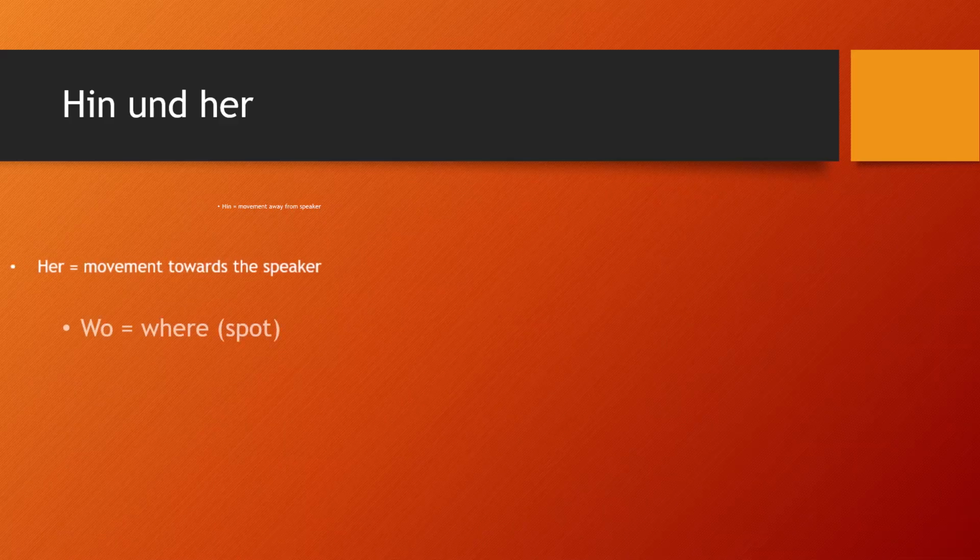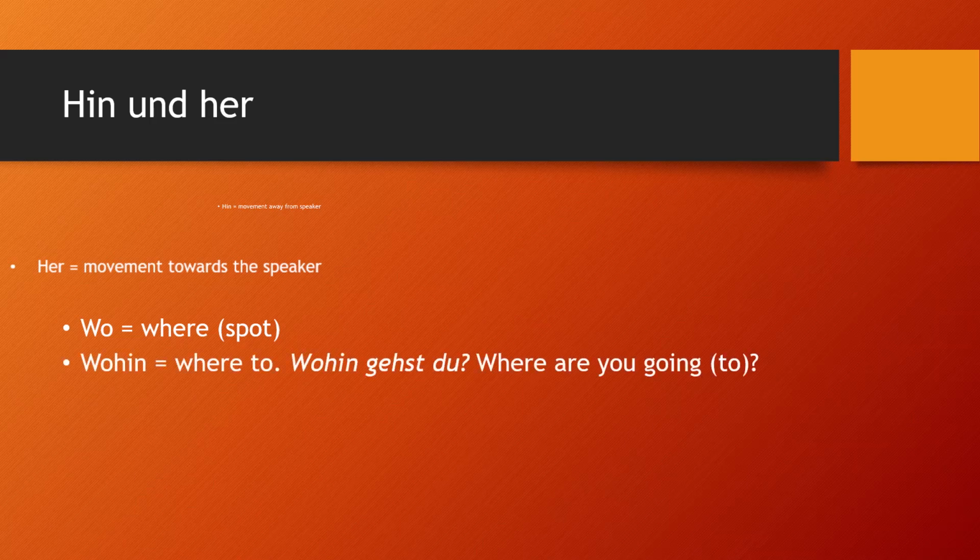Let's start with hin und her, which is hither and yon in English. Hin is a movement away from the speaker, and her is movement towards the speaker, right? And so if I say wo bist du, I'm asking where are you, and there's no movement involved. That's just what location are you at. Wohin, where are you going? Whither, right? Wohin gehst du? Where to are you going?